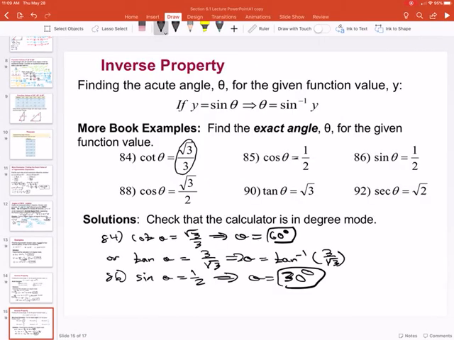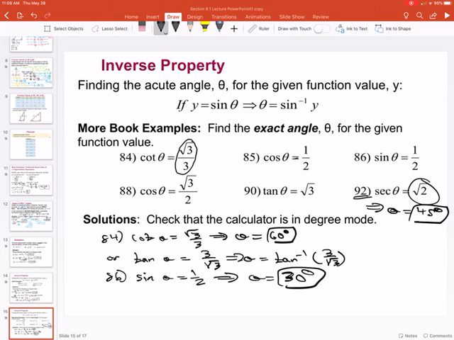For example, I already know 92: secant theta is square root of 2. Remember, square root of 2 is our hypotenuse on our isosceles right triangle using those 45-degree angles. So in 92, theta is 45 degrees. I could go to my calculator and write that as cosine of theta is 1 over square root of 2 and do the inverse, but again, this is a special angle.